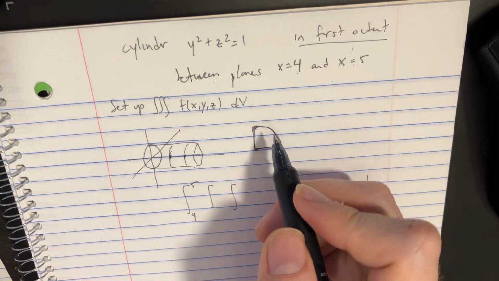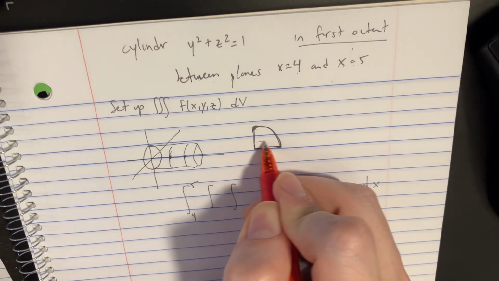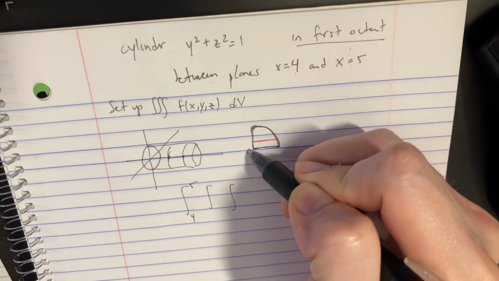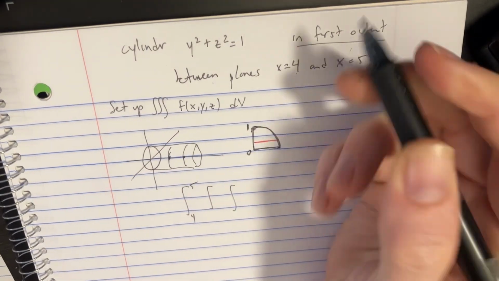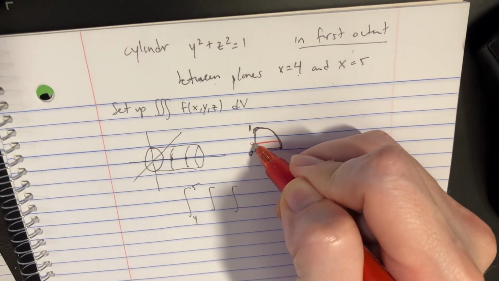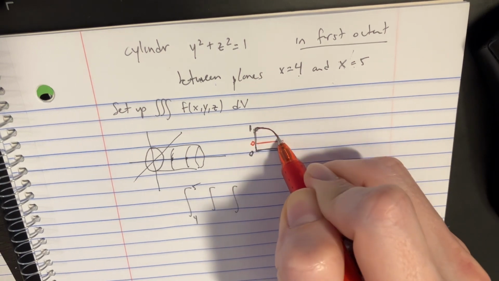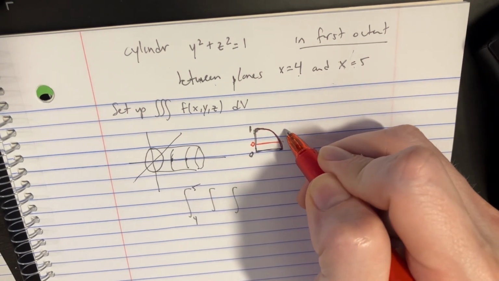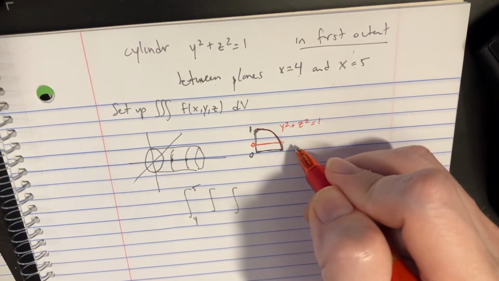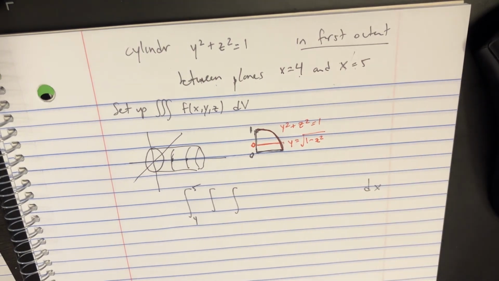Now, if we were going to integrate across this way, then you would see that the z limits just go from 0 to 1, and the y limits would go from 0 over here to whatever the equation is for this line. That line is supposed to be y squared plus z squared equals 1, but we need the y limit here, so we'll just say that y equals the square root of 1 minus z squared.